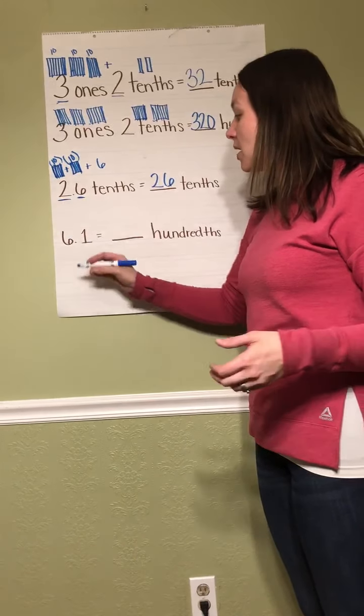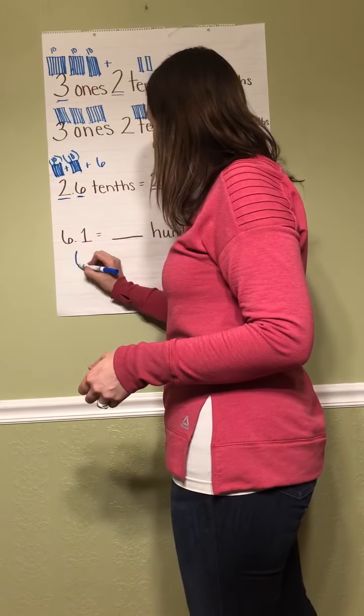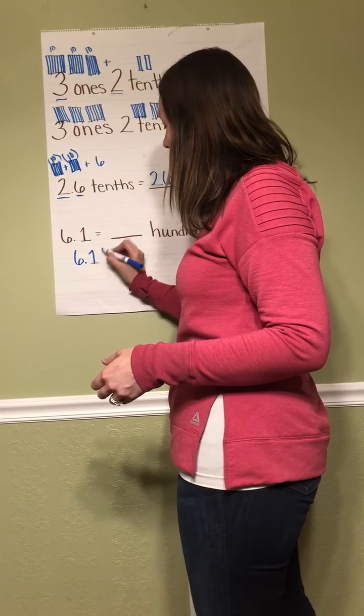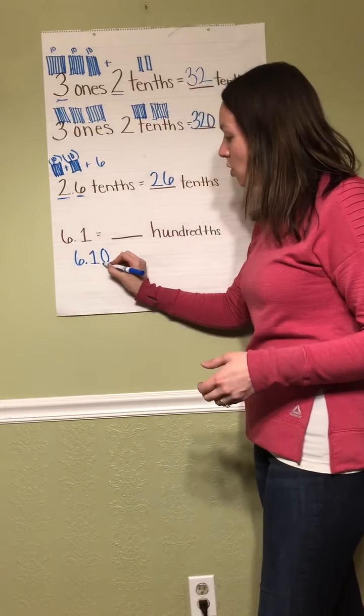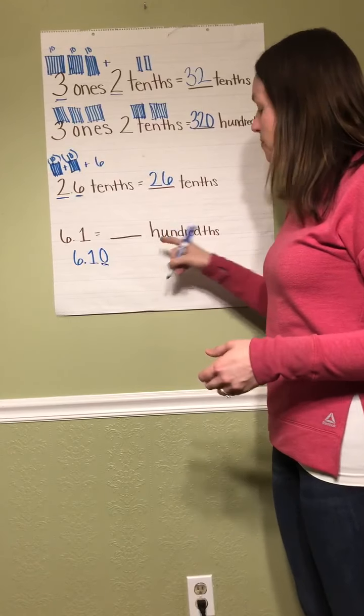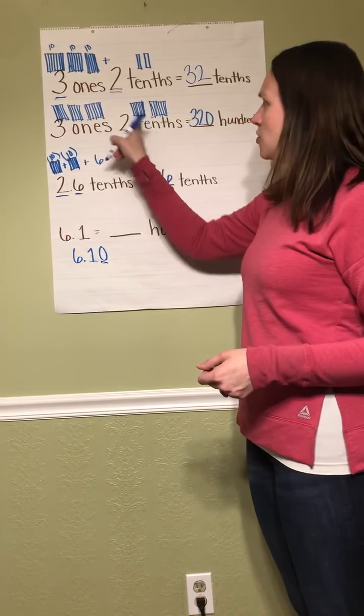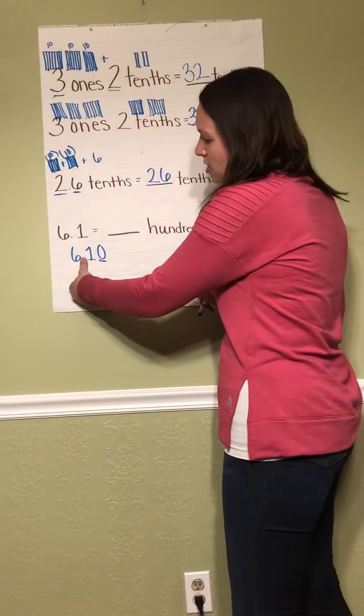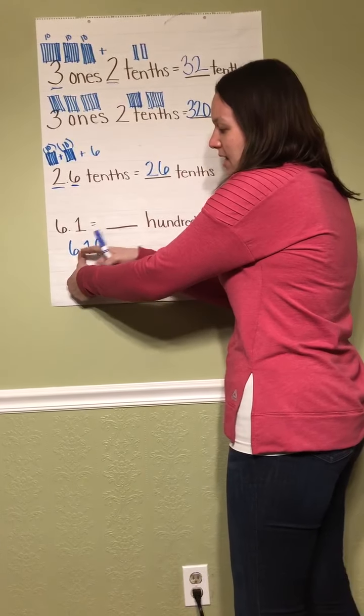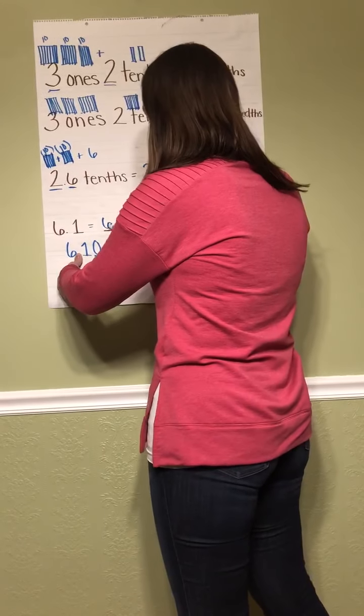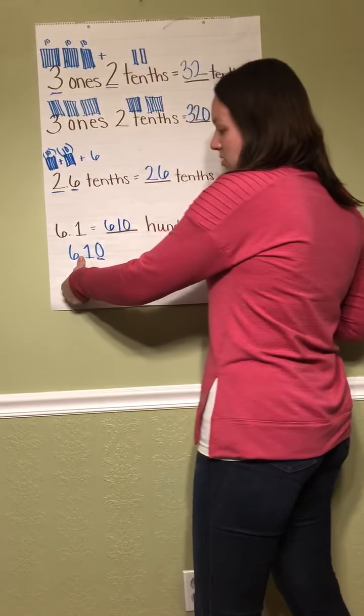Down here, again, if it makes more sense, go ahead and write it again and add the 0 so that you know you're in the hundreds place. Another quick way that you can do it, if you're not really getting this, is to put your finger over that decimal point and it will give you the answer. So this is 610 hundredths.